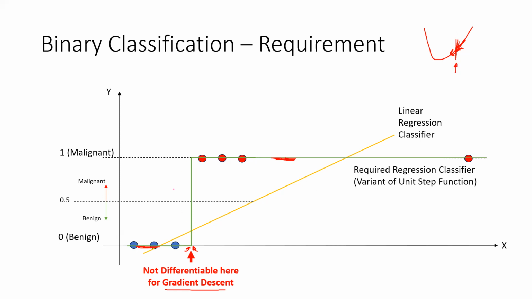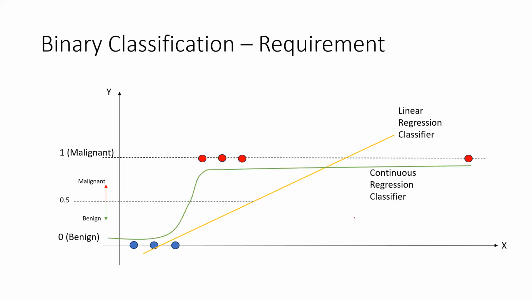The same thing has happened here. Because the gradient is not defined, because there's an infinite gradient, you can't use this function. Unfortunately, you can't use this variant of the unit step function, represented by the green line, for gradient descent. Because of that, we have to use an approximate continuous function instead of this unit step function.